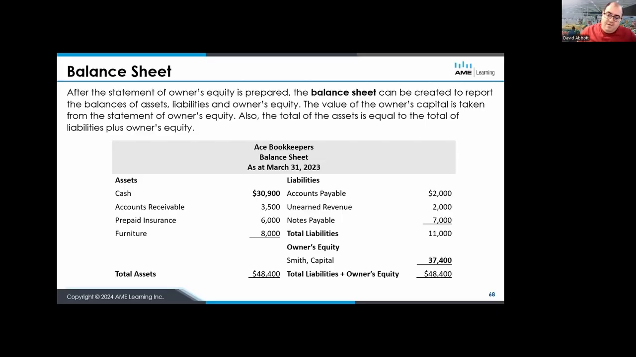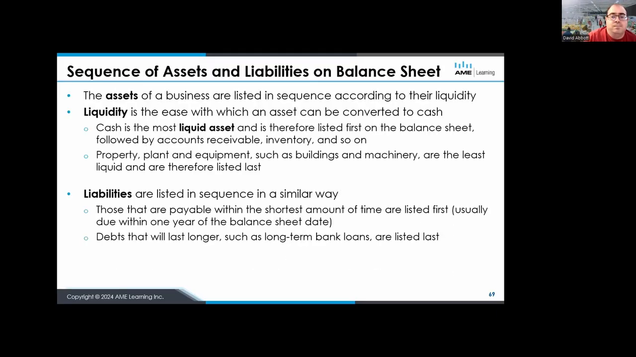So we see that. We have here all of his assets listed, $48,400. We have his liabilities, and so he owes accounts payable. He has unearned revenue, and then also a note outstanding, $11,000. And if we take that and the amount of owner's capital that he has and add that up, we have total liabilities and owner's equity of $48,400, and that has to equal the assets, which is $48,400. What happens if something doesn't balance out? Then we have to go back and look and see where we made a mistake along the line somewhere.